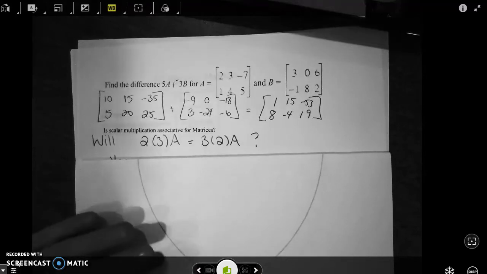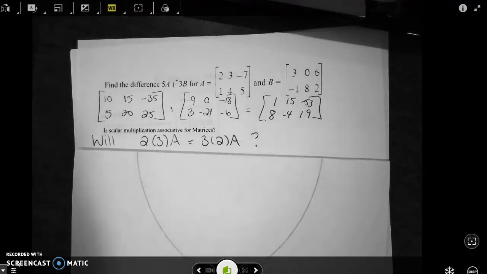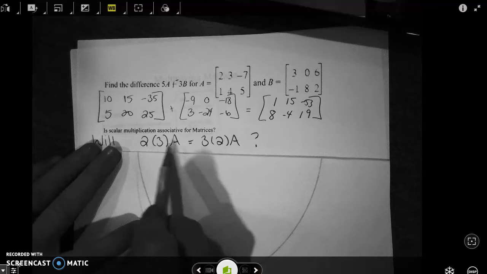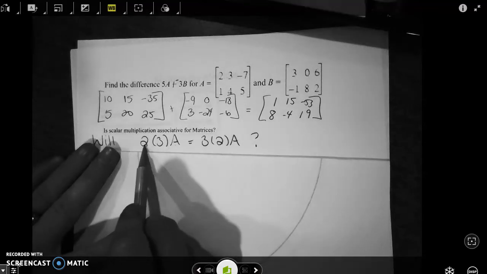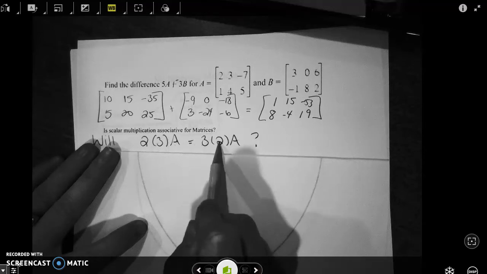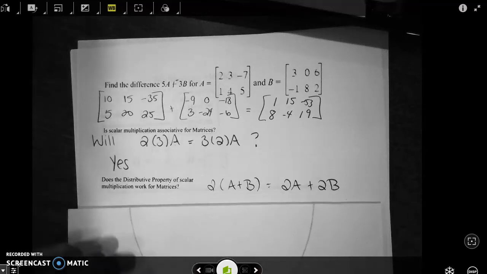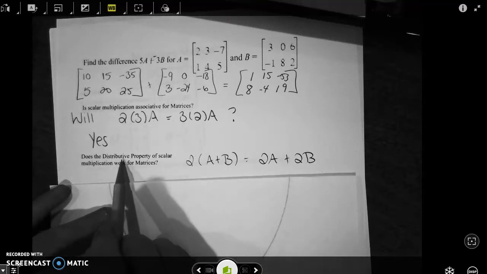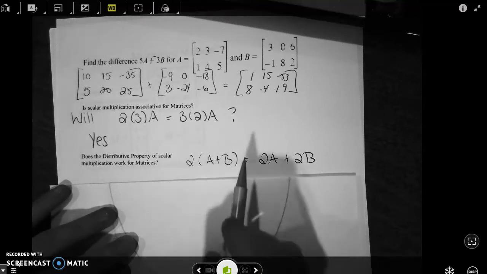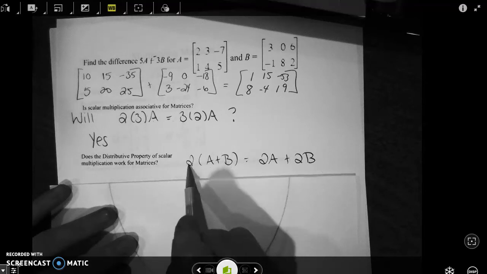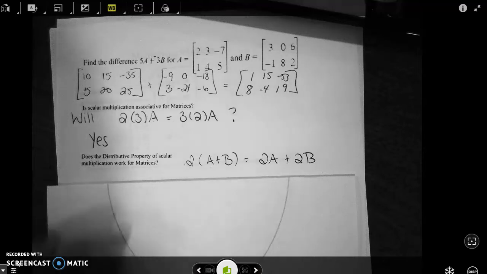That leads us to some important properties. This first one says, will scalar multiplication be associative for matrices? Scalar multiplication, again, is just multiplying a matrix by a real number. So here I have 2 times 3 times the matrix A. Would that equal 3 times 2 times the matrix A? Common sense should tell you yes, it will. Scalar multiplication also follows the distributive property. So I could take 2 times the quantity matrix A plus B, and I could distribute that and say that's the same as 2A plus 2B.